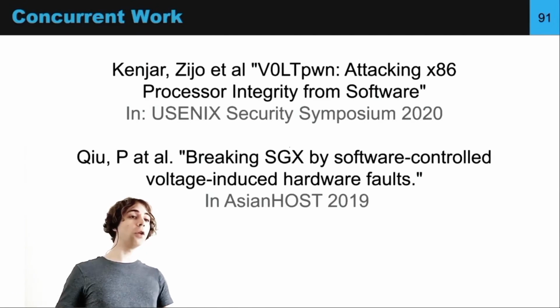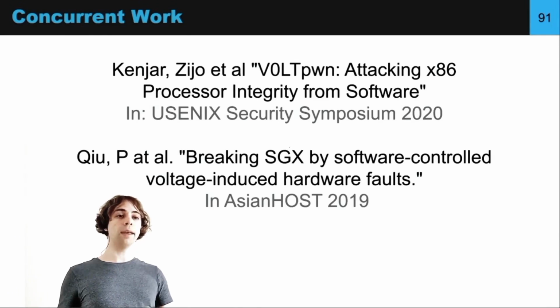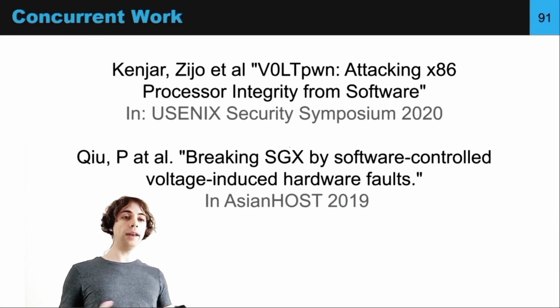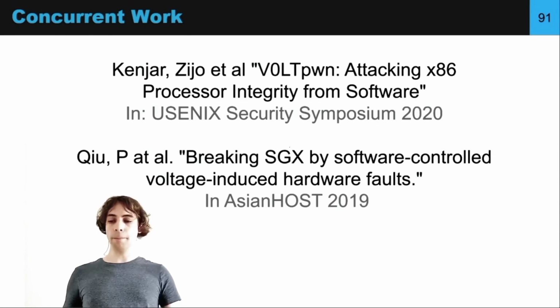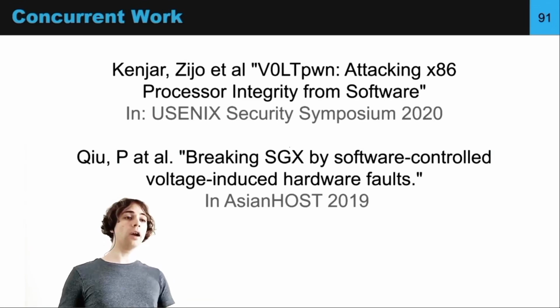During this embargo, there were also other reporters who also discovered the same vulnerability. For instance, the Vault Pawn team and the Vault Jockey team also discovered that you can induce faults by playing around with DVFS on Intel processors. They also participated in the embargo, and all of this then went online at the same time.